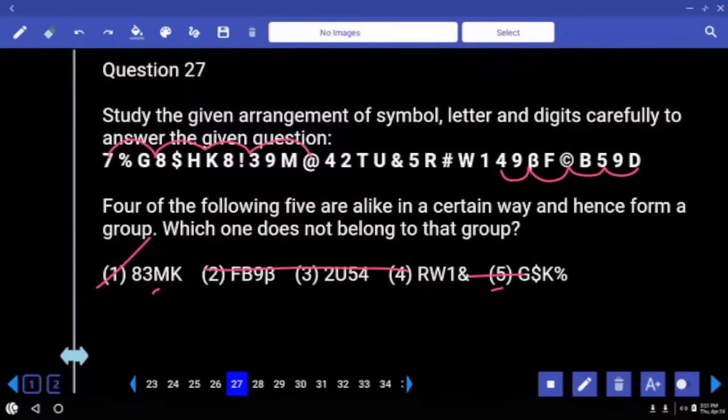Then the next one, 27. Which of the following is the odd one out? 8, 3, M and K. 8 and 3 alternate. Now F and B: M plus 2. And the next one, 9, M plus 2. And beta. What is beta here? For beta, we are going backwards: 1, 2, 3, 4, 5. That is plus 2, and for 9 it is minus 5.